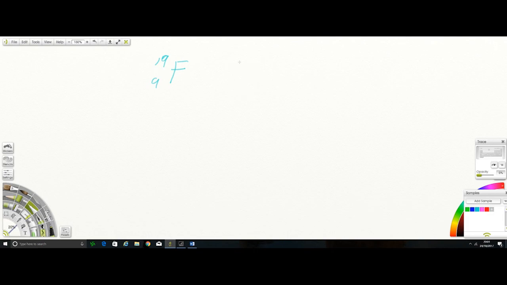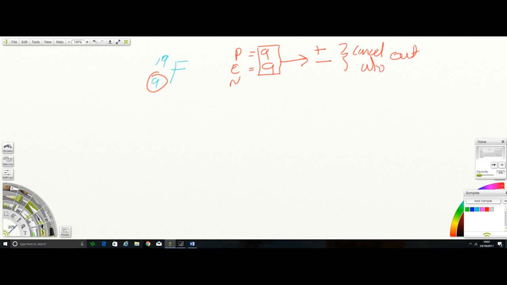Let's revise, let's do our PEN number, P-E-N. How many protons? Well, it's 9 protons. How many electrons? Well, it's 9 electrons. Let's do a bit more revision. Why are these the same numbers? Because you've got 9 positives, 9 negatives, they cancel out, so our atom is overall neutral. So that's just a bit of revision. How many neutrons? Well, it's going to be 19 minus 9, which is 10 neutrons. So protons is 9, electrons is 9, neutrons is 10.